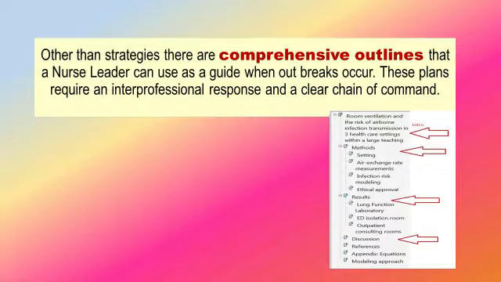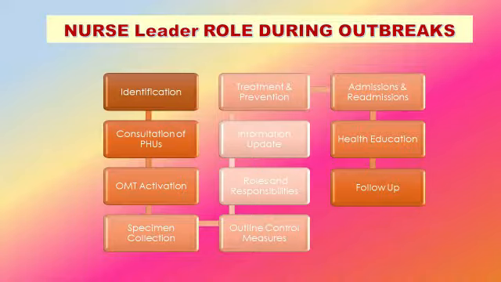Other than strategies, there are comprehensive outlines that require an interprofessional response and a clear chain of command that a nurse leader can use as a guide when outbreaks occur. First one, identifying signs and symptoms. The nurse leader's responsibility is to identify the nature of the crisis, activate a plan, and implement actions so that many lives can be saved and the spread of disease minimized. Also, consultation of the public health unit is important.